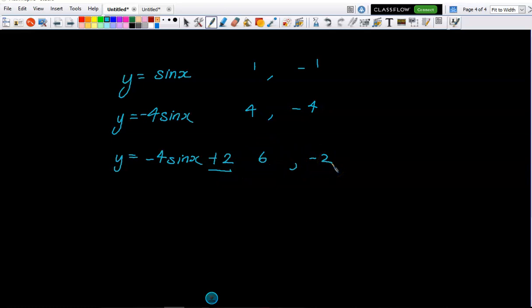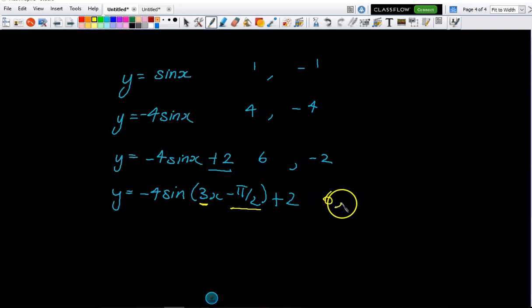Hang on. What if I now had, this is the last bit, sine 3 times x take away pi on 2, plus 2? What's my max and my min? And I can see Tom's going, big eyes. How am I meant to work that out? Well, it's the same, because this just shifts it left and right. Doesn't change the max and min. This switches it. Doesn't change the max and min. So this will still be 6 and minus 2. I'll repeat that again. I tend to repeat things over and over so we get it.